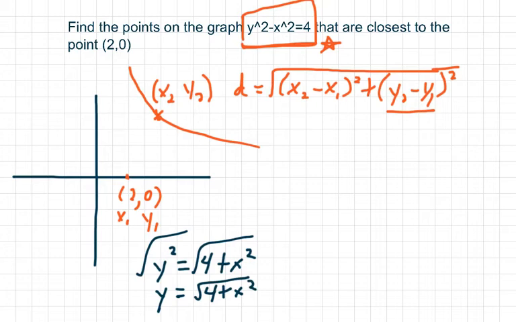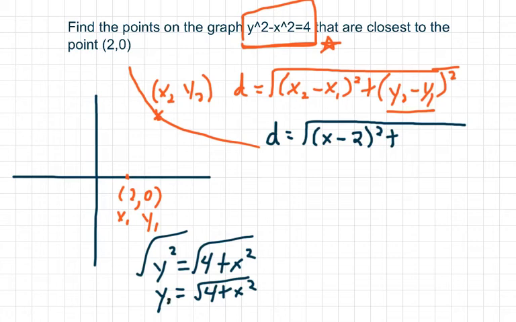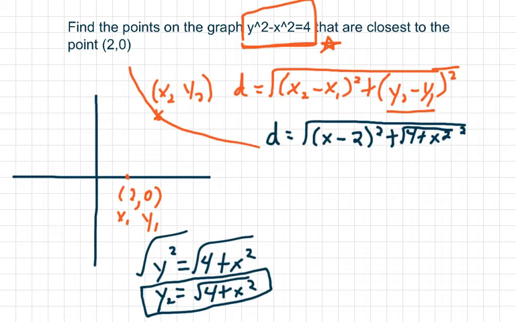And now, when I go and plug all this into the formula, the distance equals x2, which we don't really know, so we'll just leave it as x, minus x1 is 2 squared plus y2. This is our y2 equation down here. This is what it is in terms of x, so I can put that in. So 4 plus x squared, square root of that, minus 0 squared. So if you had the minus 0, you could put it all in brackets and do it that way.